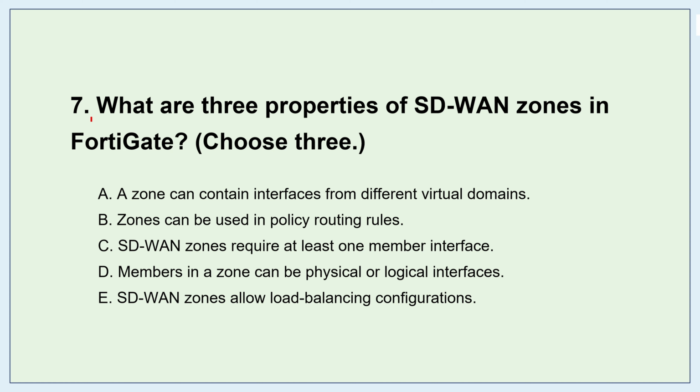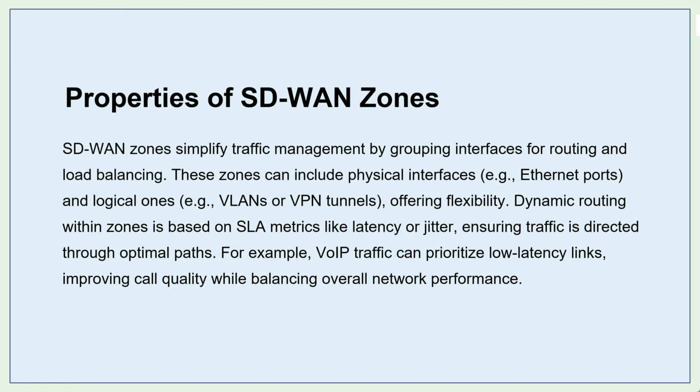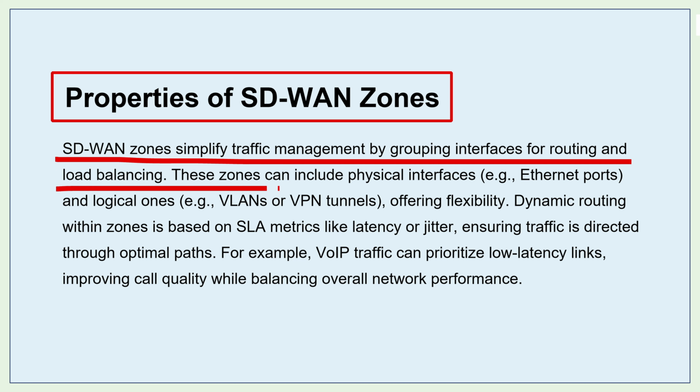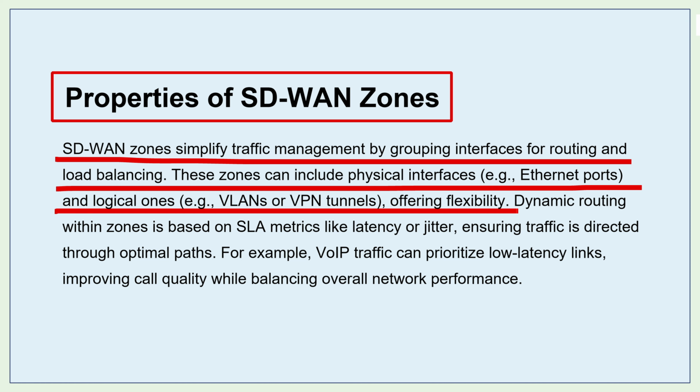Question 7. What are 3 properties of SD-WAN zones in FortiGate? The knowledge points of this question are: SD-WAN architecture. SD-WAN zones group interfaces for easier routing and load balancing. Traffic is routed based on metrics like latency and jitter, so apps like VoIP get faster, more reliable connections. It's flexible and improves performance.